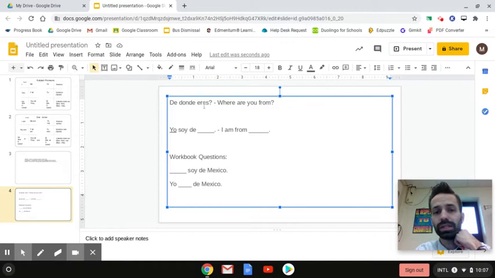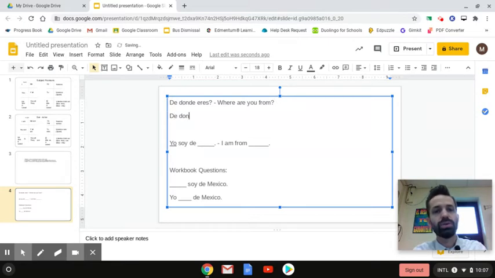You can also manipulate this to ask about other people. So instead of saying de dónde eres, you can say de dónde es, and that would be where is he, she, or it from. Okay, and you can specify if you want to. You could put optionally like de dónde es él. That would make it where is he from, or ella, where is she from. Okay. You can also work in other ones. You could say son, de dónde son, where are they from? Anything like that.